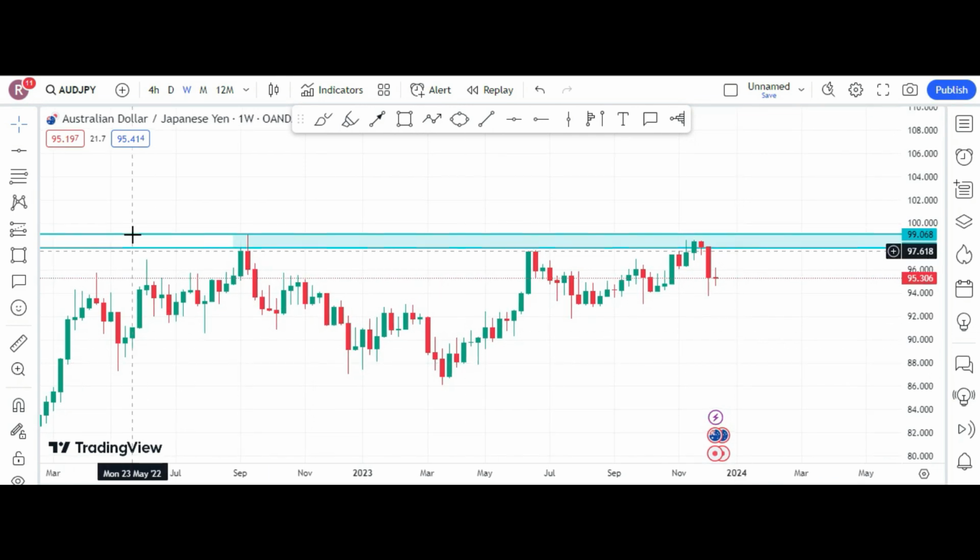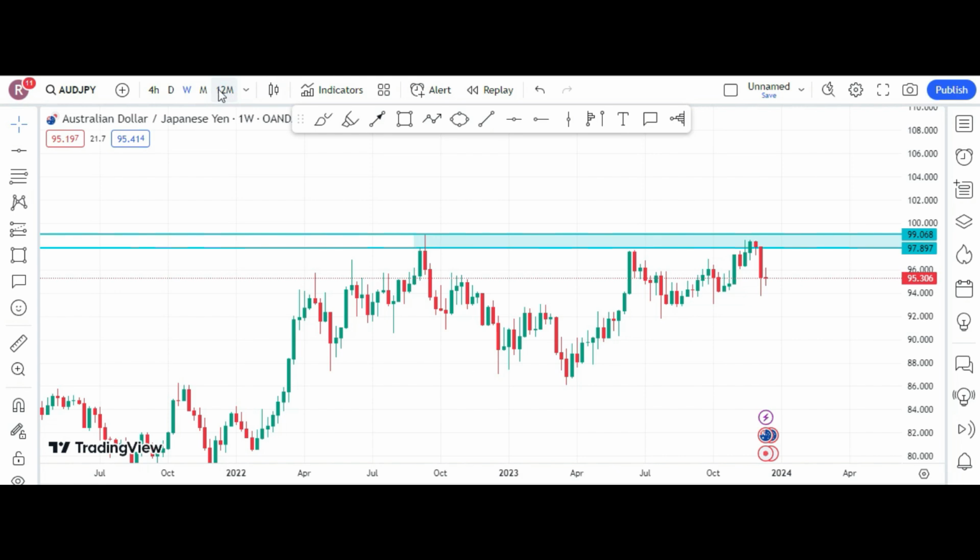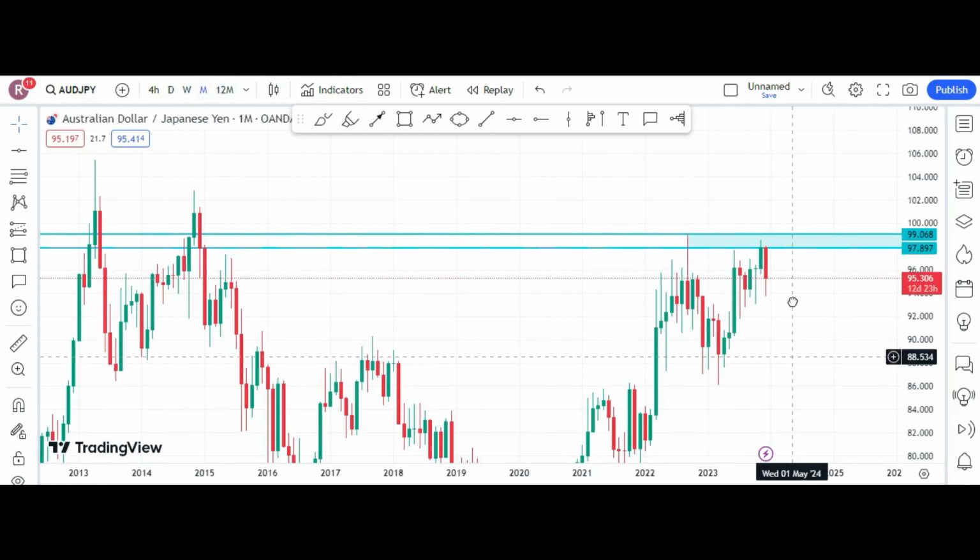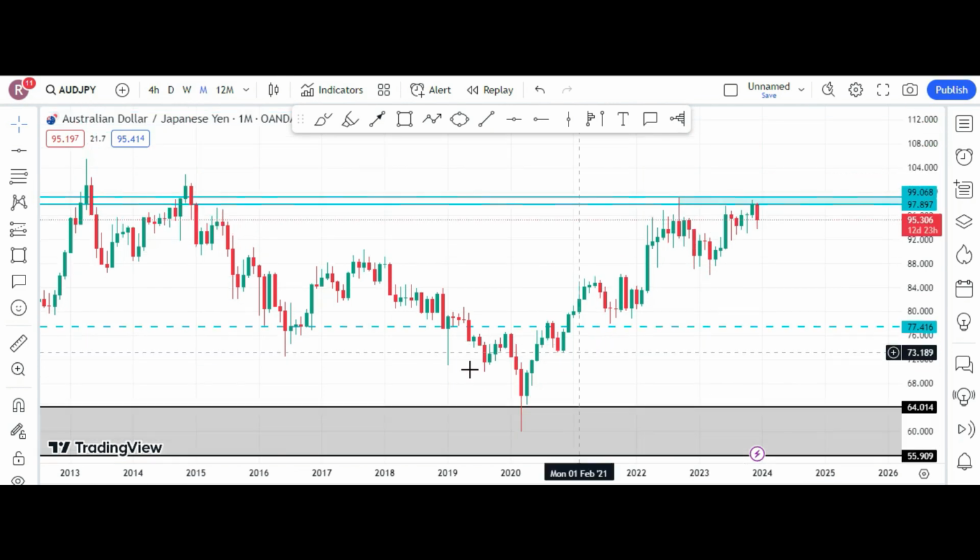Now, so far we know that the Japanese yen is maintaining a negative interest rate, and the Aussie dollar is maintaining a very high positive interest rate compared to the Japanese negative interest rate. That's why, if we go to the month, you can see this has been a bullish trend for such a long time.